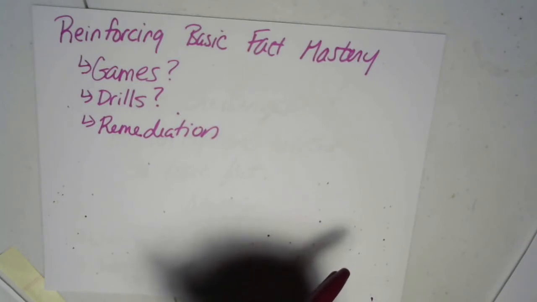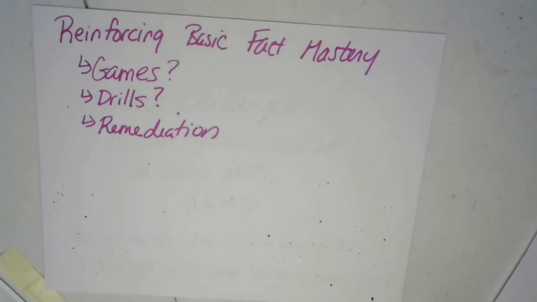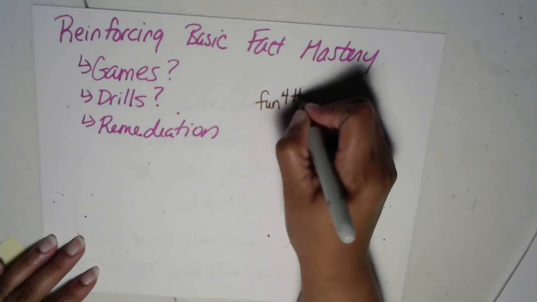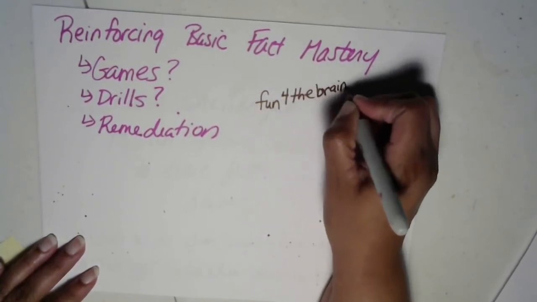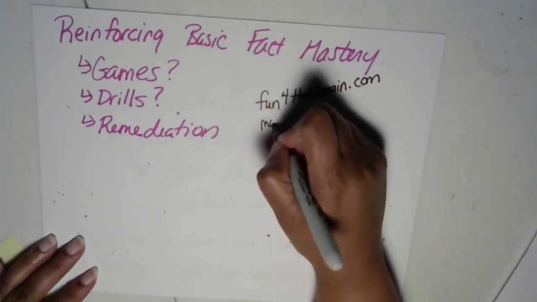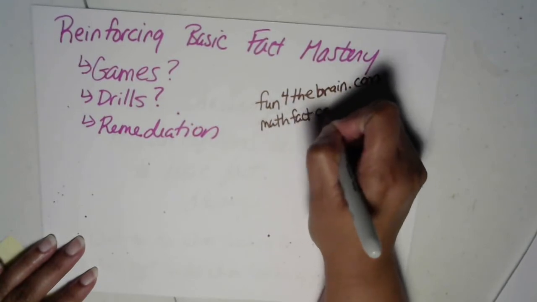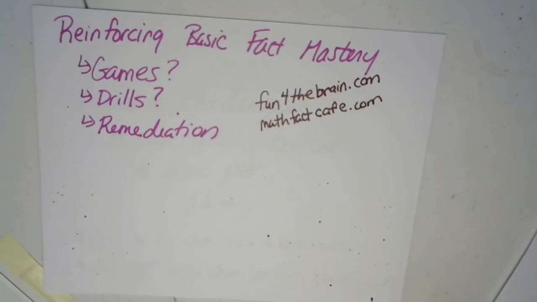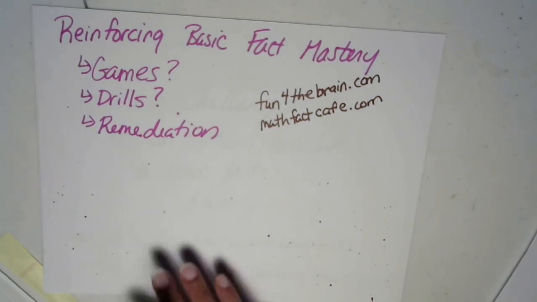There are a lot of sites where you can practice drill that makes it kind of engaging. And the 2 sites that they recommend are funforthebrain.com and mathfactcafe.com. Highly recommend it. Because I assume what it's saying is that they let you pick fact families so that you are intentional with your drill.